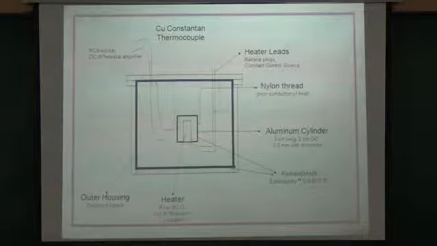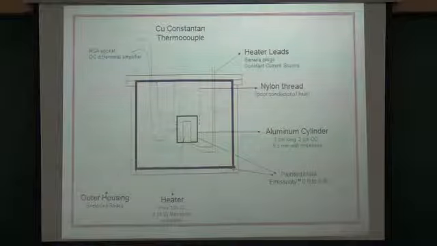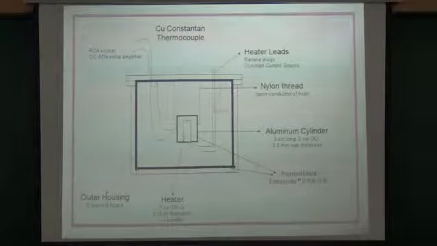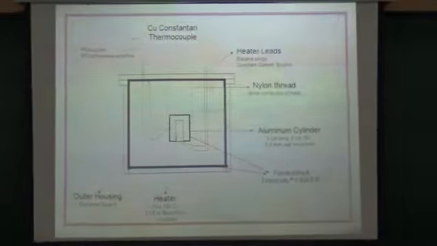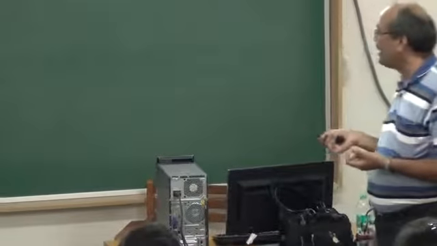This is all inside this box. So I will tell you the things. Here we take an aluminum cylinder, 3 cm long, 2 cm outer diameter, and 0.5 mm wall thickness. You must have seen the small starter of the tube light made up of aluminum. The same starter has been taken for this. So it's an aluminum cylinder.